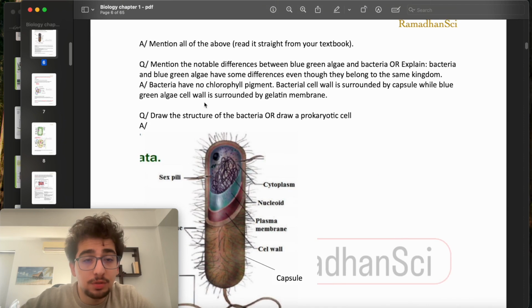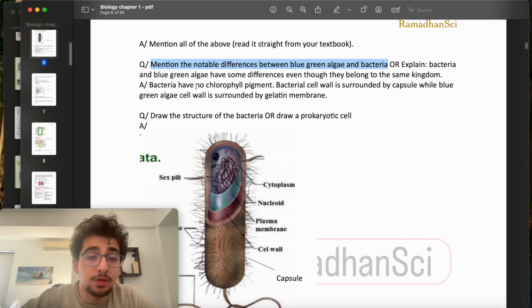So if you get a question telling you to mention the notable differences between blue-green algae and bacteria, or explain or justify that bacteria and blue-green algae have some differences even though they belong to the same kingdom, the answer here will be because bacteria have no chlorophyll pigment. Bacterial cell wall is surrounded by capsule, while blue-green algae cell wall is surrounded by gelatin membrane. This here was in the previous question copies where they put the gelatin membrane as a blank question.